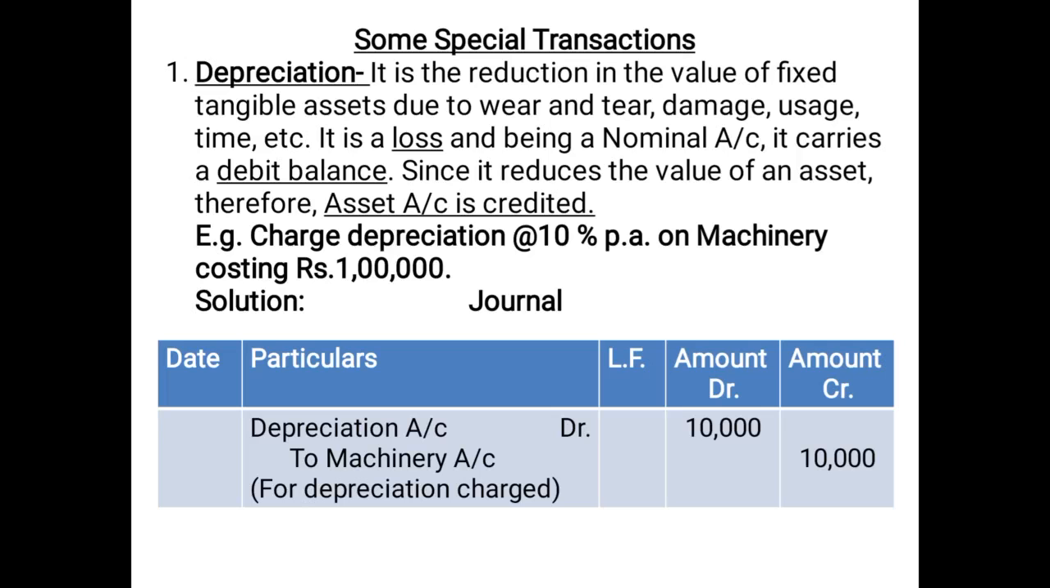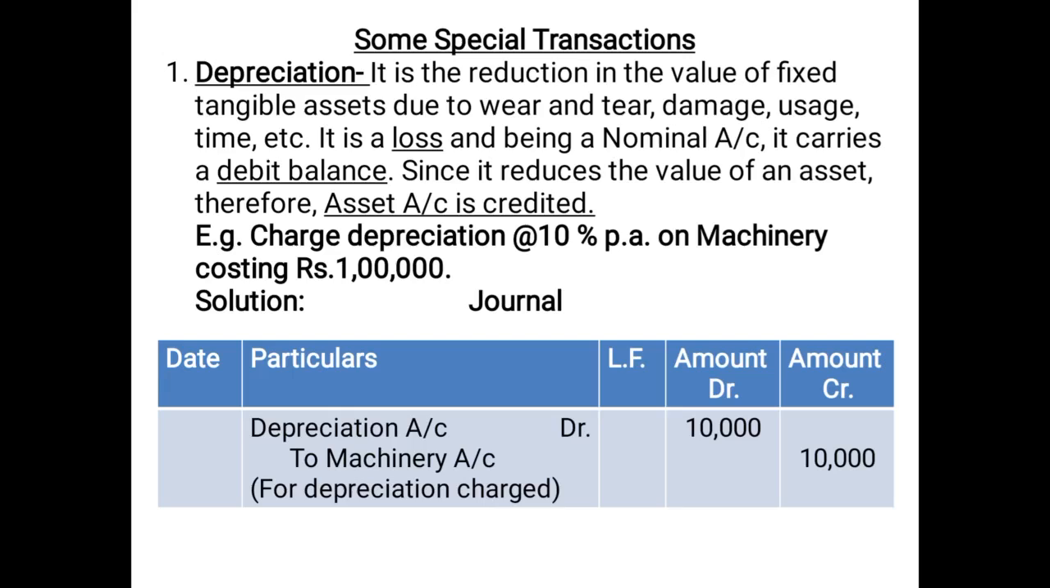Moving ahead, children. Now we have discussed some of the basic transactions. Now we are moving ahead towards some special transactions. So starting with the first special transaction, that is depreciation. We have already discussed the meaning in the terminology chapter, but just for revision's sake, what is depreciation? Depreciation is a reduction in the value of fixed tangible assets due to wear and tear, usage, etc.